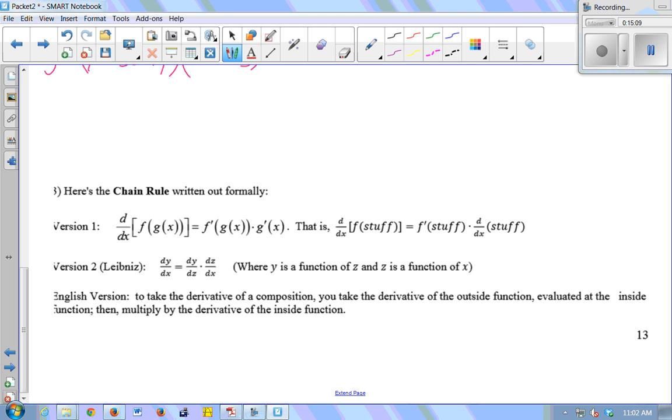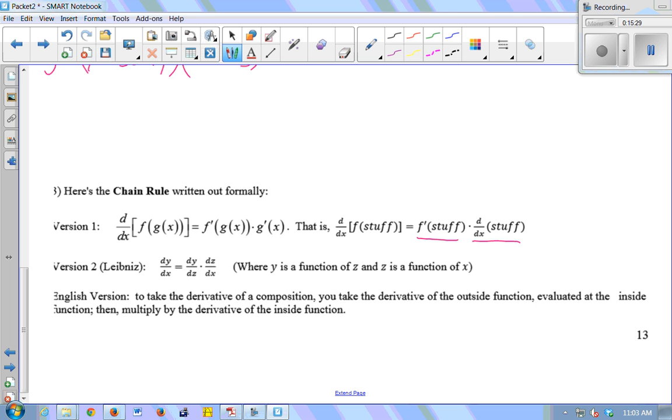So version 1, if you want to take the derivative of a composition, f of g of x, you do f prime evaluated at g times g prime. That is, if you want to use the stuff instead of g, take f prime of the stuff times the derivative of the stuff.